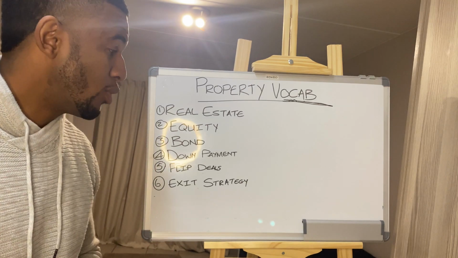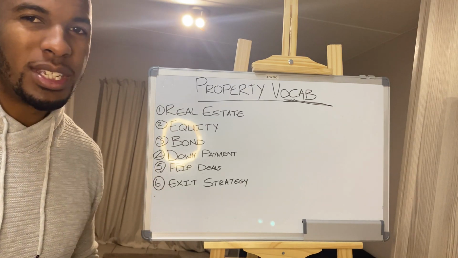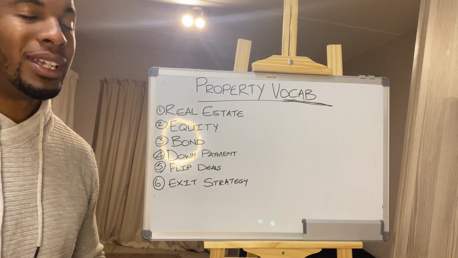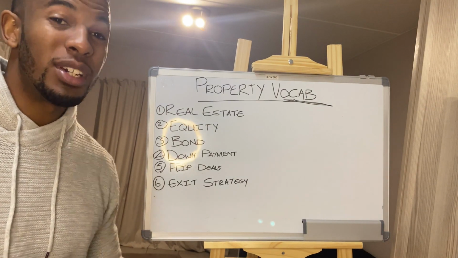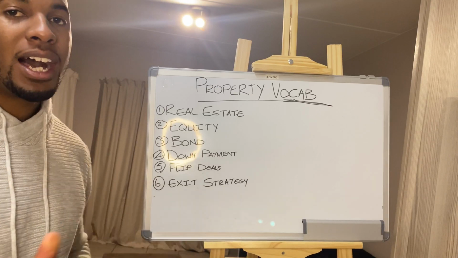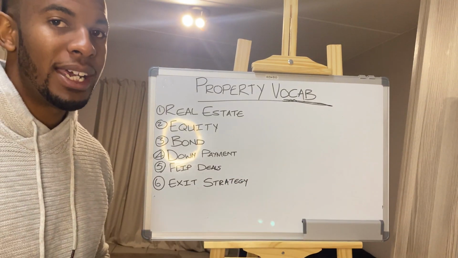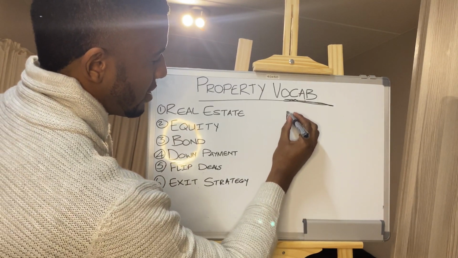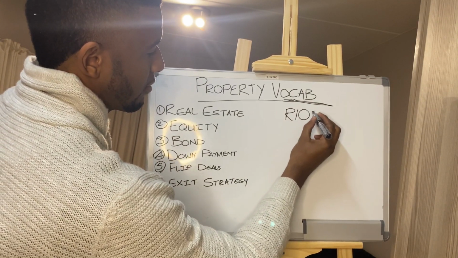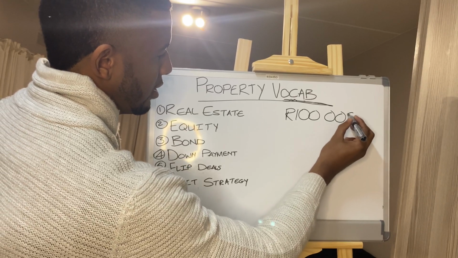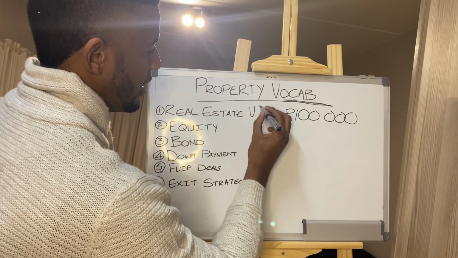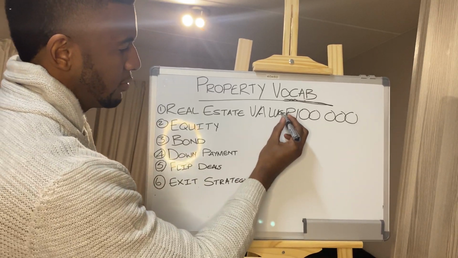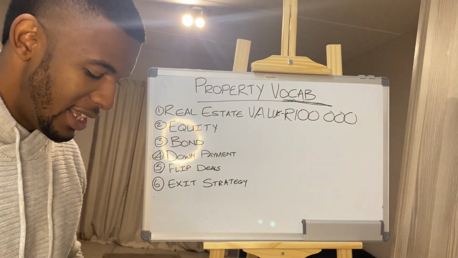And item number 2 on our whiteboard is equity. What is equity? The best way to explain it is with an example. Say there's a house that I want to buy, and this house is valued at 100,000 rand. That's the value of the house.